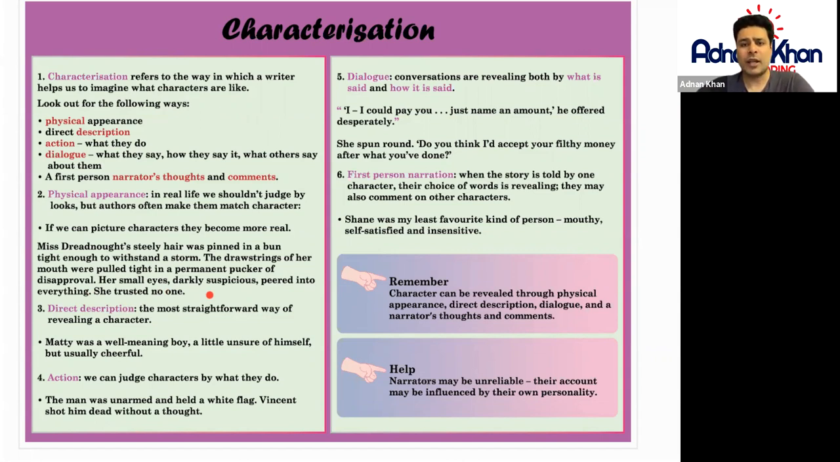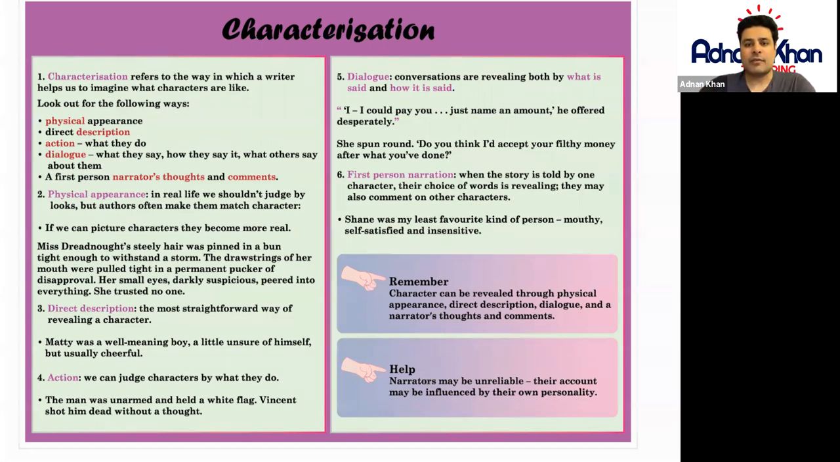So in this particular small extract of Miss Dreadnought's character, we can see that she was dressed very formally, or looked formal, in the sense that her hair was tied up in a bun. The drawstrings of her mouth were pulled tight, so in other words, her mouth was shut permanently. And she looked like she was expressing disapproval. She had small eyes, which were very suspicious looking, and she looked into everything in a lot of detail, like she didn't trust you. In this small extract, we get a very clear idea of Miss Dreadnought's actual character. And this is how you come up with characterization of a particular person.